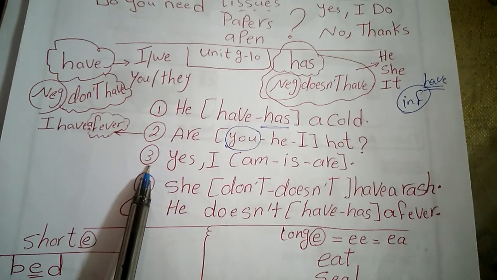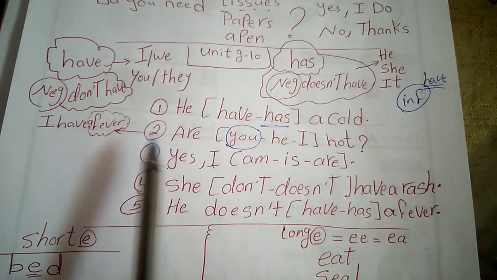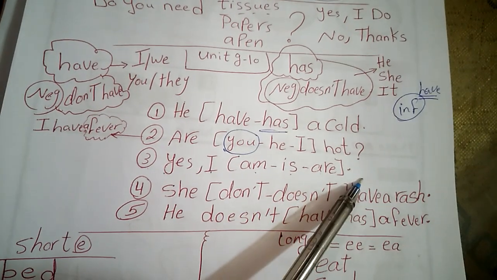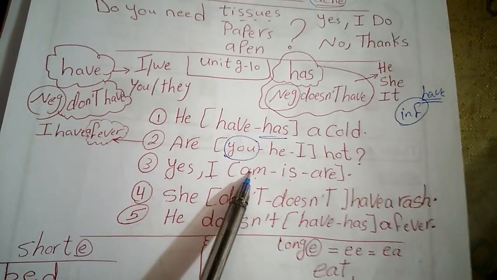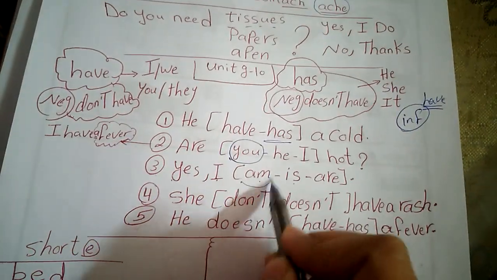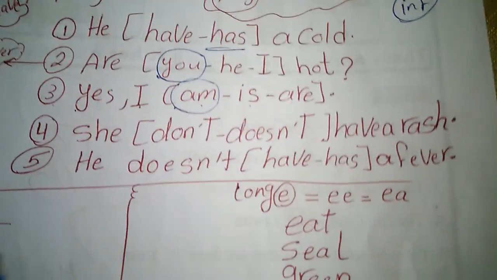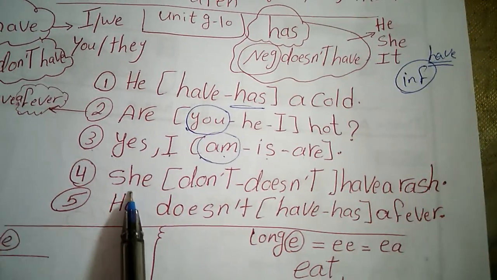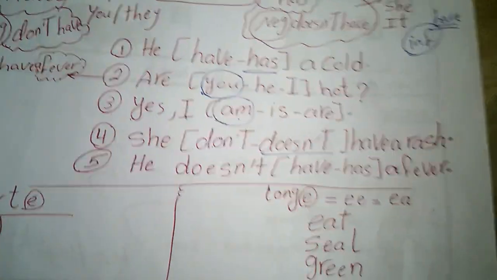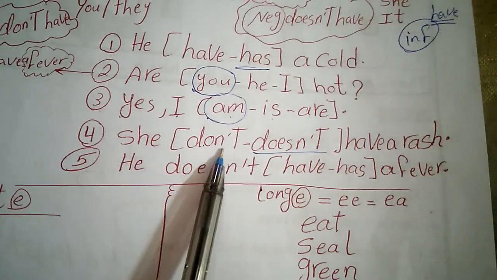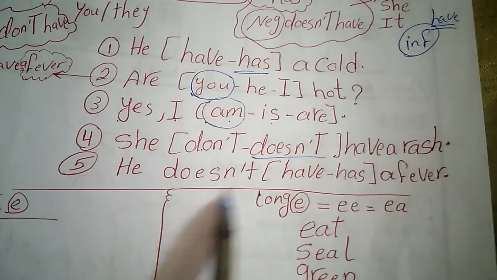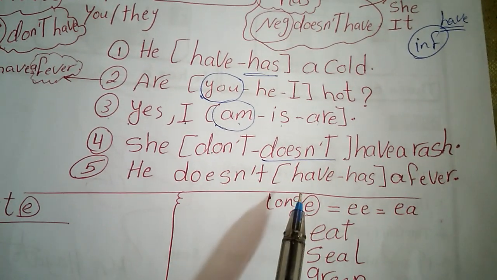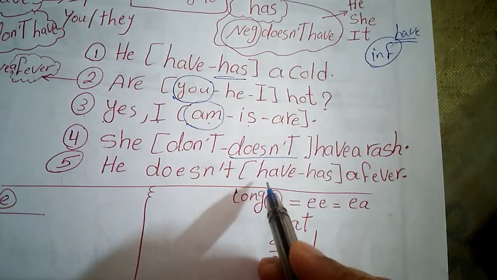Number three. When I have a fever, I am or is or are hot? I am or I is or I are? I am. Okay, she doesn't have a rash. She, like a steak, doesn't. He doesn't have or has? Doesn't, so no S. So, coming after it, infinitive. What does the infinitive have?